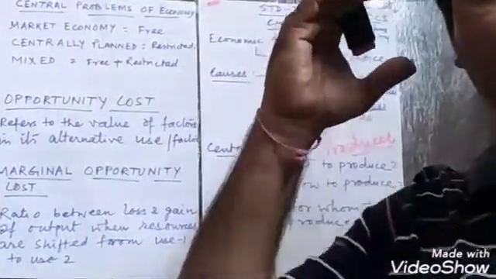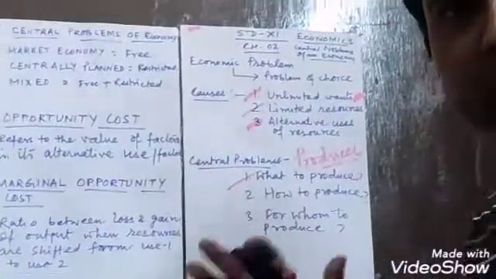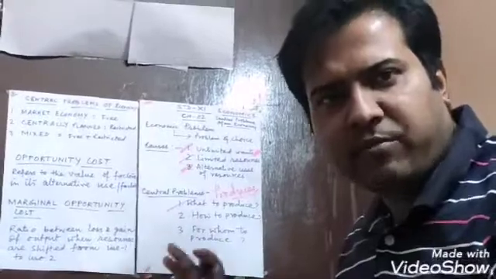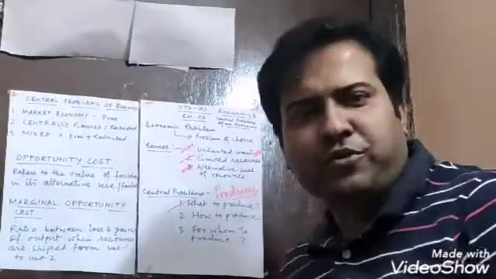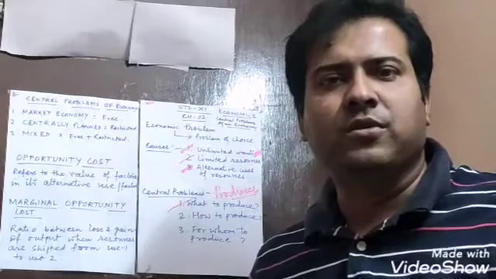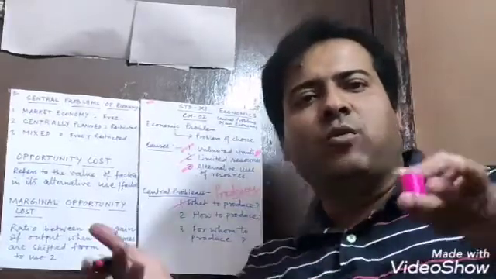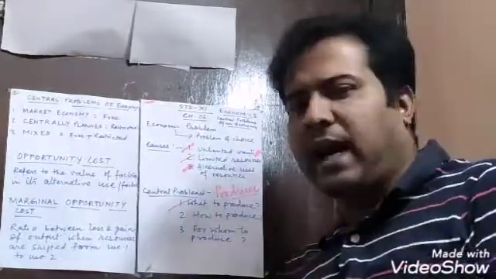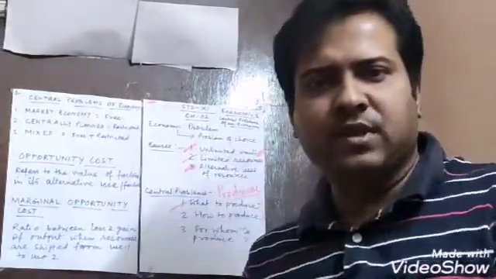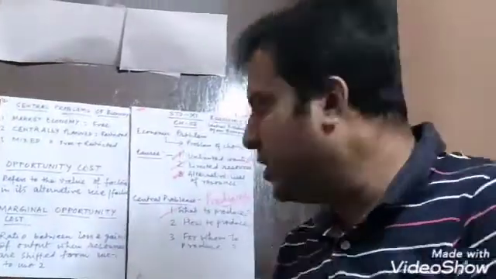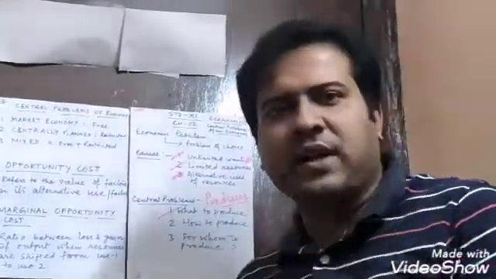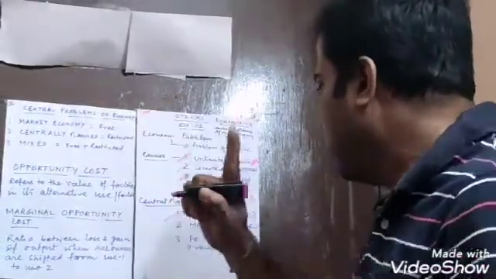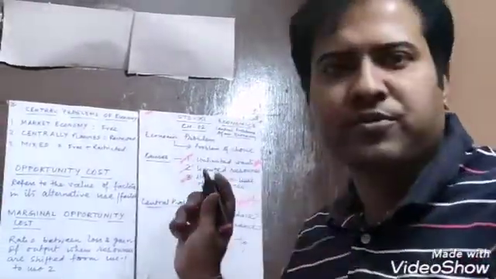This is the main role of an entrepreneur, a producer, the fourth pillar of the factors of production: what to produce, what I will produce, what is the demand in the market, what are the choices of the people, what commodity I should produce so that I could satisfy the wants. This is the biggest question that the producer has to find the answer to. So this is the first central problem of an economy, what to produce.